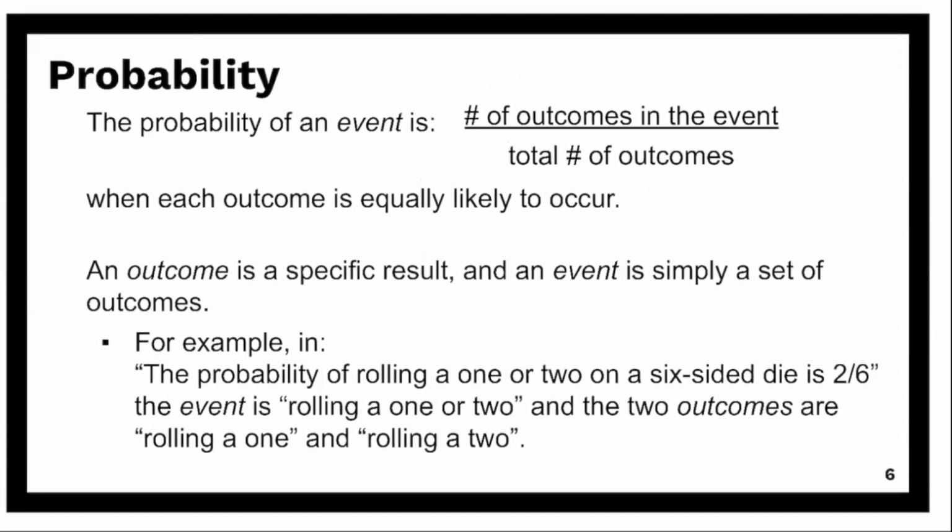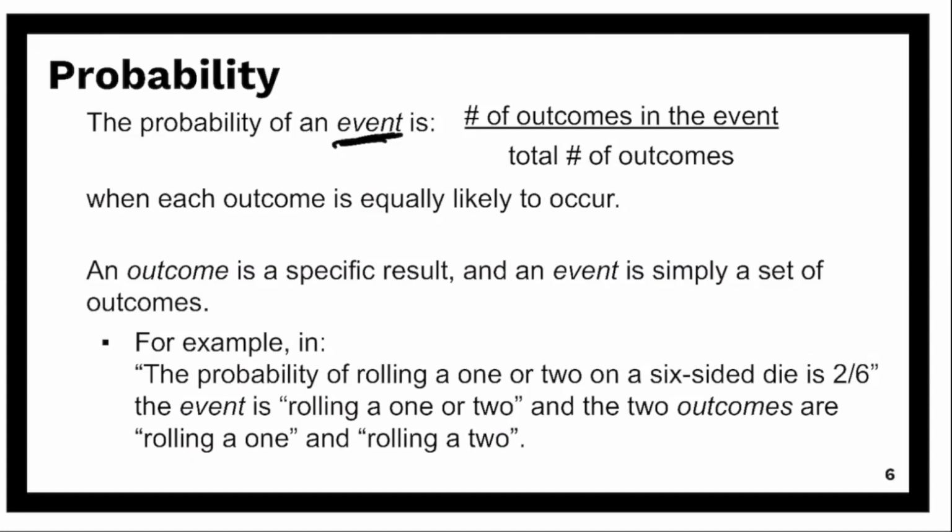For probability, we have a few vocabulary words or keywords that we use. The probability of an event, so the probability of something happening, is the number of outcomes in that event divided by the total number of outcomes. And for right now, we're looking at situations where each outcome is equally likely to occur. So a quick example at the bottom there, an outcome is a specific result, and the event is the entire set or collection of outcomes.